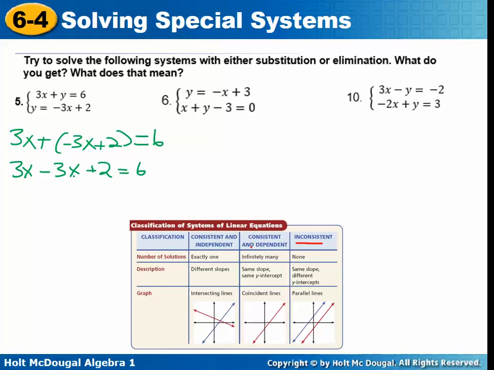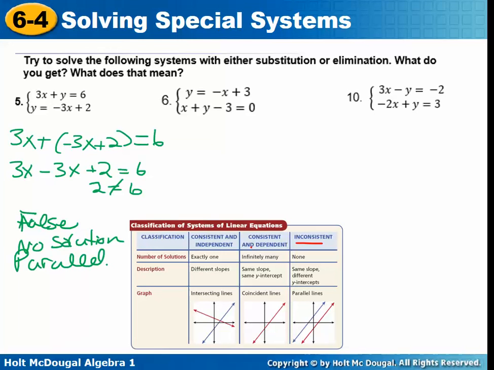So 3x minus 3x is 0, so I get 2 equals 6. That is not true. So if I get a false statement, then that means that there is no solution, and that these are parallel lines, and that this would be called an inconsistent system. I can say a lot about it just by knowing that 2 does not equal 6.